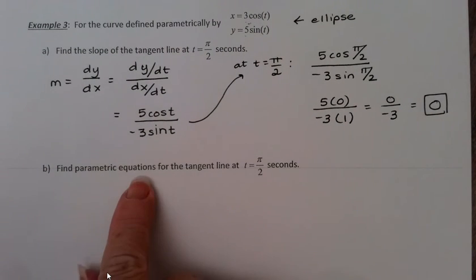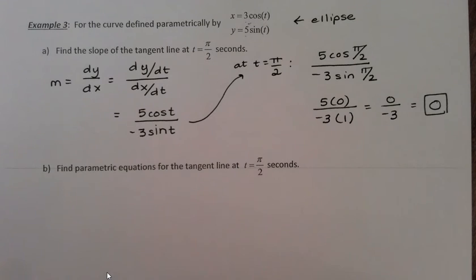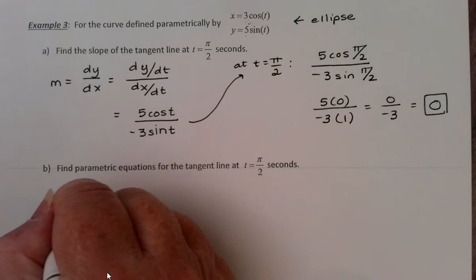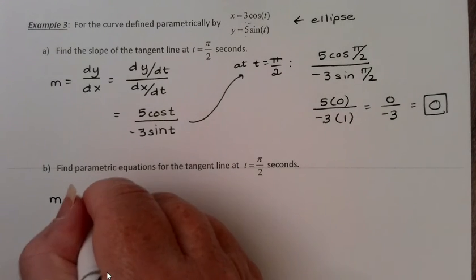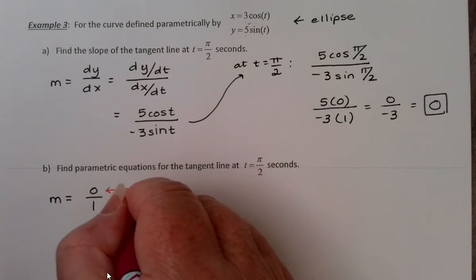All right, the next thing that I need is parametric equations for the tangent line at t equal pi over 2. I have my slope, which is 0. I'll think of that as 0 over 1. So once again, I have the b and the a.